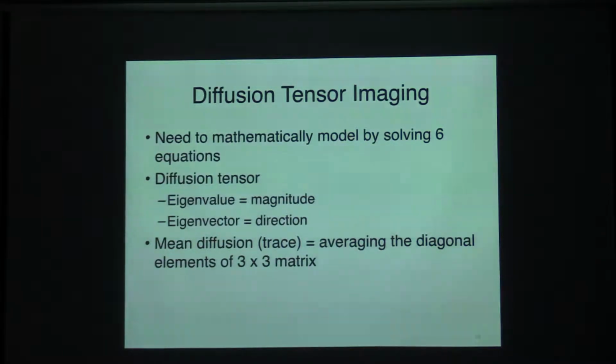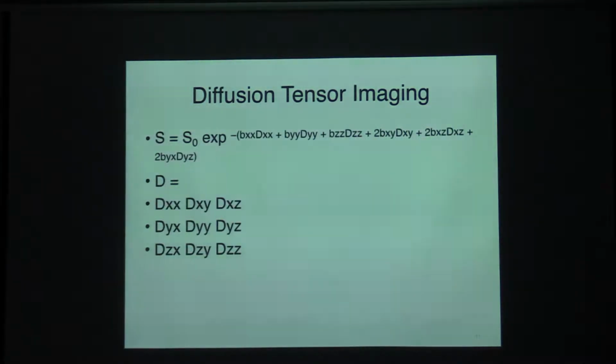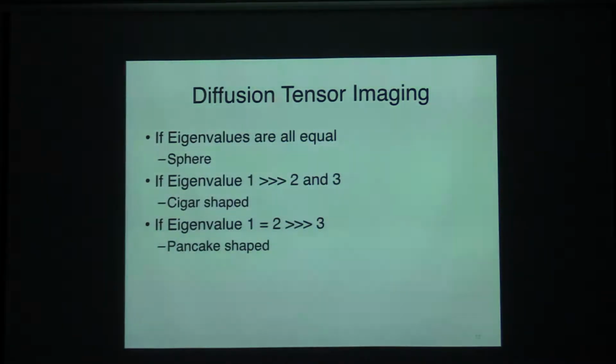And what we need to do is to solve 6 equations to get those 3 numbers, okay? And we don't need to get into the mathematics of this, but basically this is how it goes. And if all the eigenvalues, which represent the directions the water is moving, we have 3 eigenvalues here, X, Y, and Z. If all of those are equal, then that means that it's a sphere, right? If X, Y, and Z are all the same, then that's a sphere.